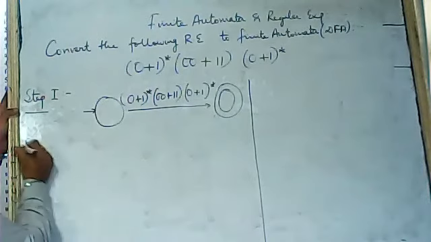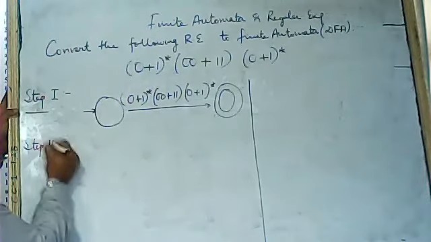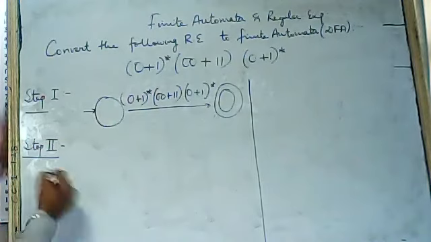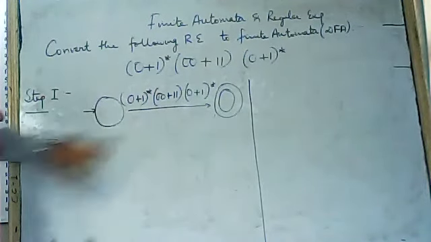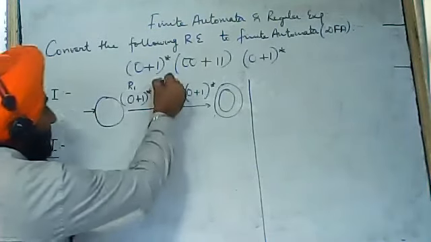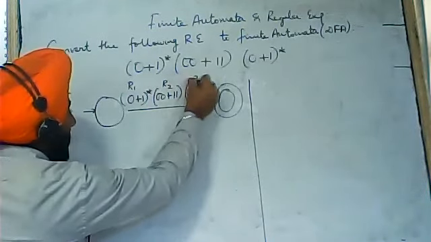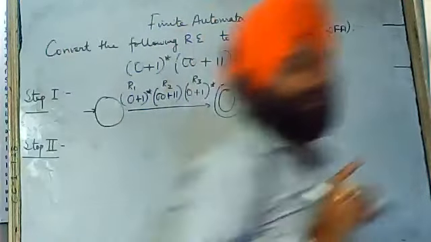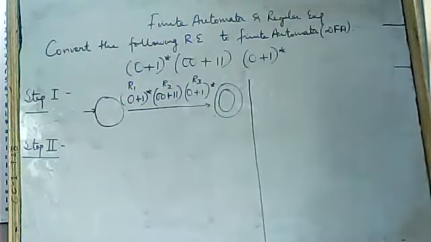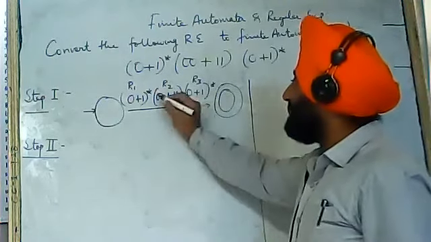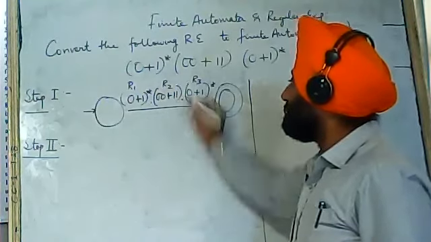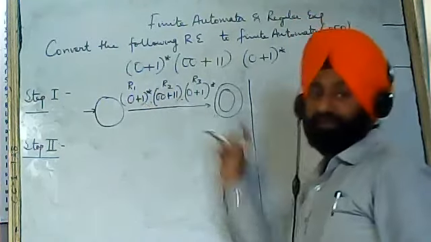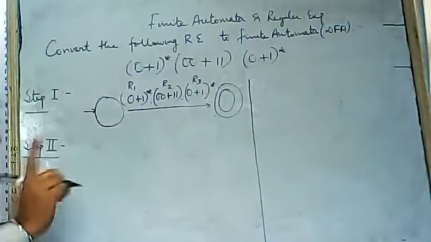After that, step number 2. Now bifurcate the expression. Here you can write it as R1, R2, and R3. First of all, see very carefully which rule will be applicable first. Here you can see that you have to apply rule number 2, that is the dot product. So I am going to apply rule number 2 first.